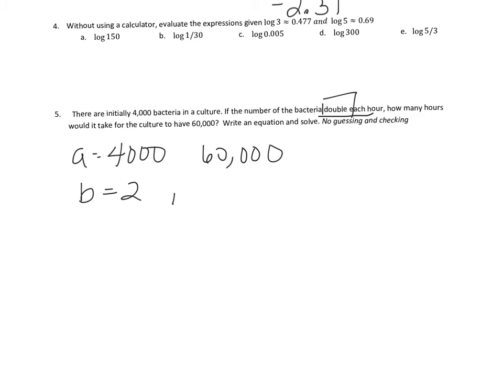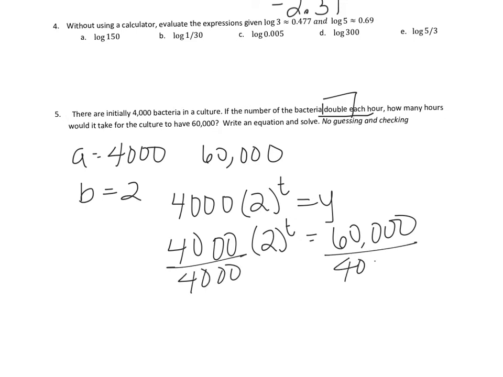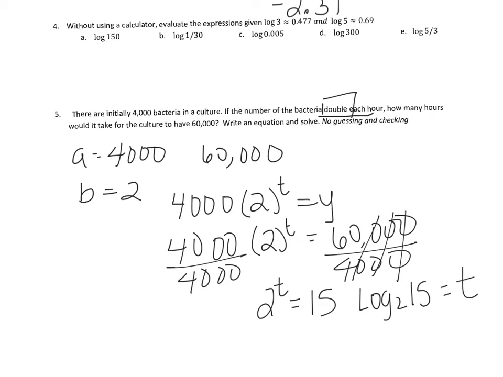So my equation is 4,000 times 2 to the t equals y. And I want to know what t is when y is 60,000. So we're going to divide by 4,000. And those zeros cancel. 60 divided by 4 is 15. So 2 to the t equals 15. And we get the log base 2 of 15 equals t, if we're going to rewrite it.